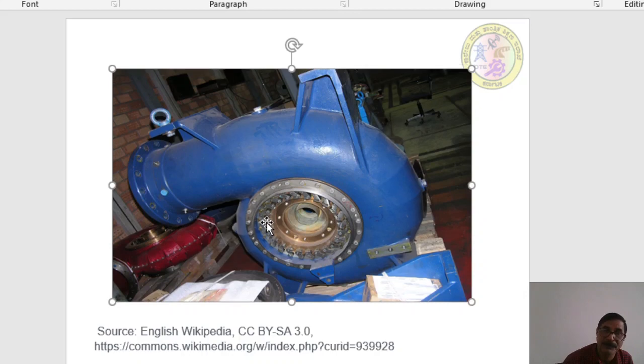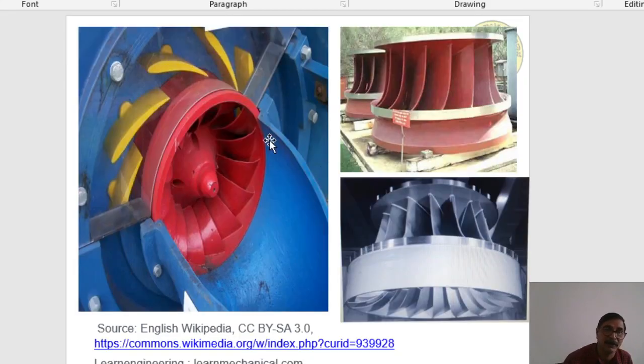It gives a magnified view. This is a cut section of the Francis turbine. This cut section part is the draft tube, and the yellow color blades indicating the fixed blades are guide vanes, and they are aerofoil in cross section, and the red color indicates the runner with the blades.